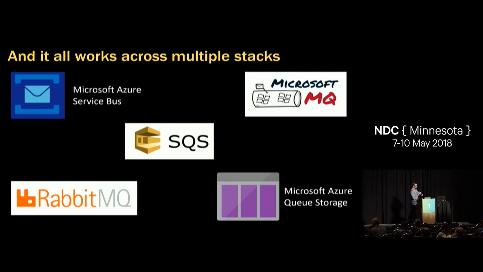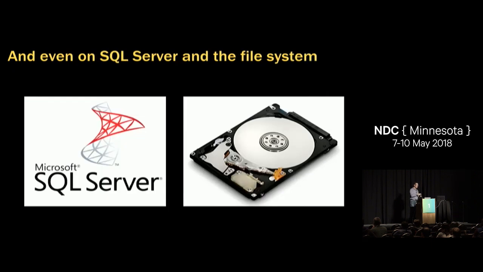So if you're on Azure, you can use Microsoft Azure Service Bus. You can use Azure Storage Queues. If you're working on premises, you can use MSMQ. You can use RabbitMQ. If you're working in the AWS stack, you can use SQS. And even you can use SQL Server, because sometimes people don't want to install a queuing system. They just want to say, can you make it work on the database? So ultimately, you can get all of that decoupling without taking on any other infrastructure.